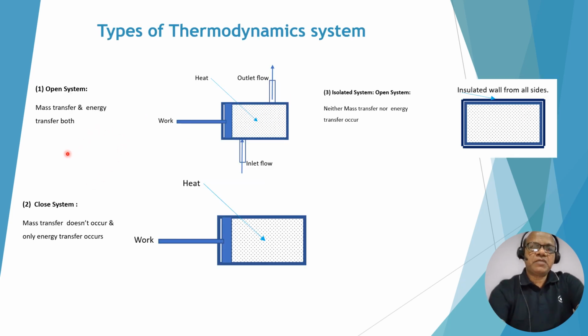The types of thermodynamic system are open system, closed system, and isolated system. In an open system, mass transfer and energy transfer occur. In a closed system, mass transfer doesn't occur, only energy transfer occurs. In an isolated system, neither mass transfer nor energy transfer occurs.